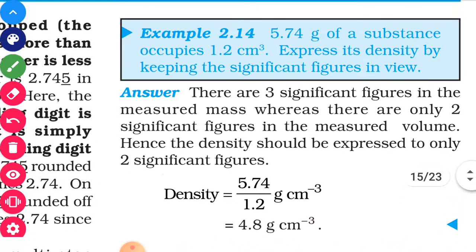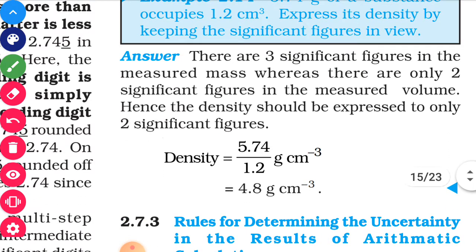Here also you can understand it very easily: 5.74 divided by 1.2, so the answer has to be reported up to two significant figures, because the least number of significant figures is in the denominator 1.2. There are only two significant figures, so the answer has to be reported up to two significant figures.